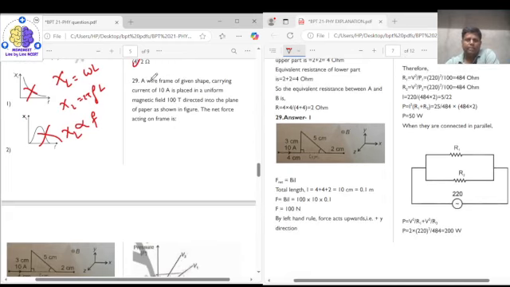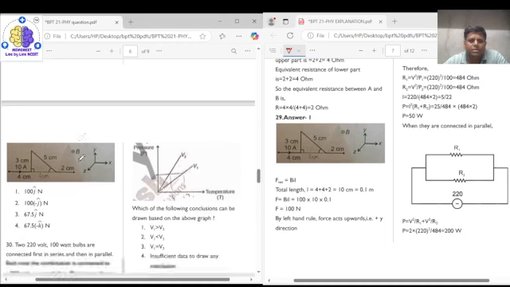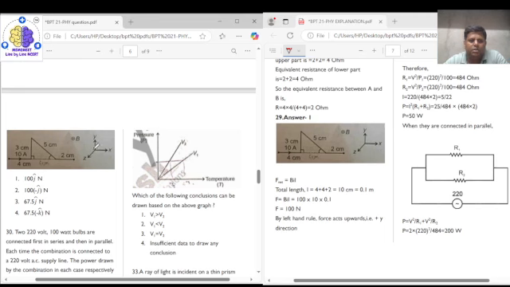Question number 29 says that a wire frame of given shape carrying current of 10 ampere is placed in uniform magnetic field of 100 Tesla directed into the plane of the paper as shown in the figure. The net force acting on the frame is? Okay, so this is the frame they have given. So let's see. F net is equal to BIL, that is magnetic field strength into I into L.